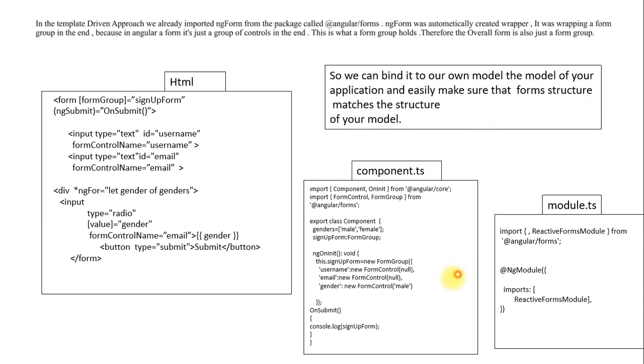So basically we can use our own model, the model of our application, and easily make sure that the form structure matches the structure of our model. When using a backend server, we can just make a model, and this model will be inserted into the form, and fetching things, everything, we can do very easily. And that's all. So thank you guys, and let me know if I have cleared it out or not. So that's all.